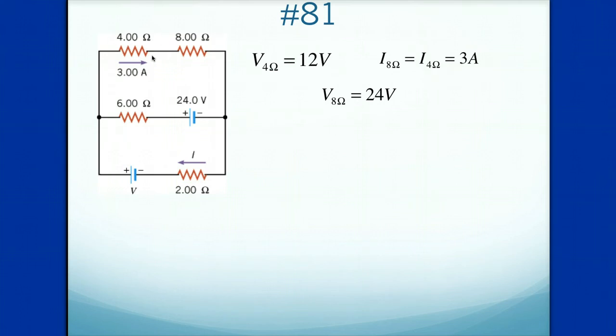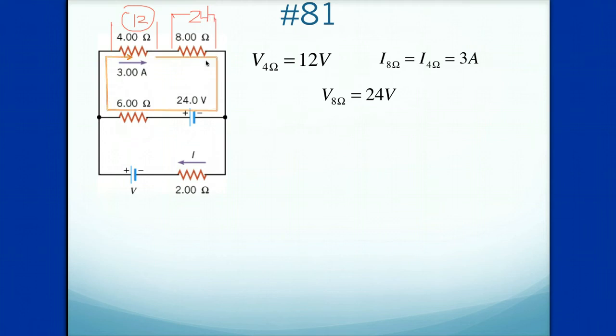So if I connected a voltmeter over here across this resistor, it would show me 12 volts. And if I connected a voltmeter over here, it would show me 24 volts. So that's our potential difference. Added together would be 36 volts. So we're losing 36 volts over here.